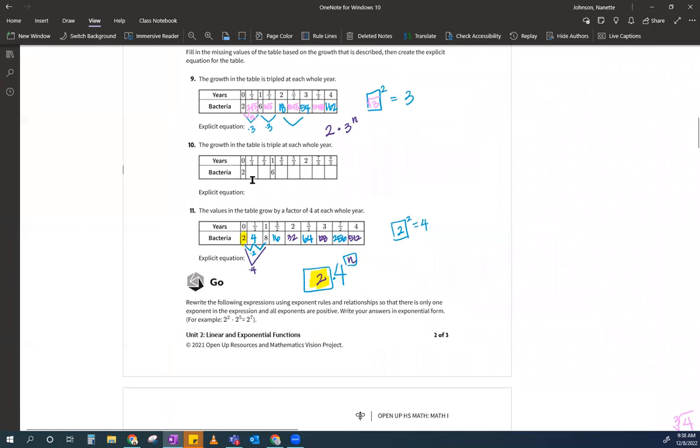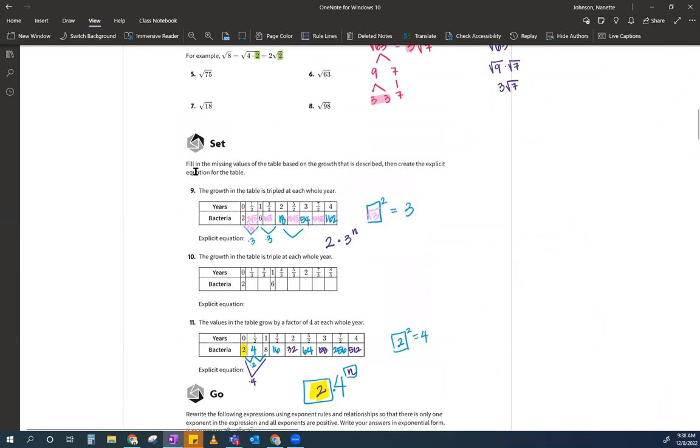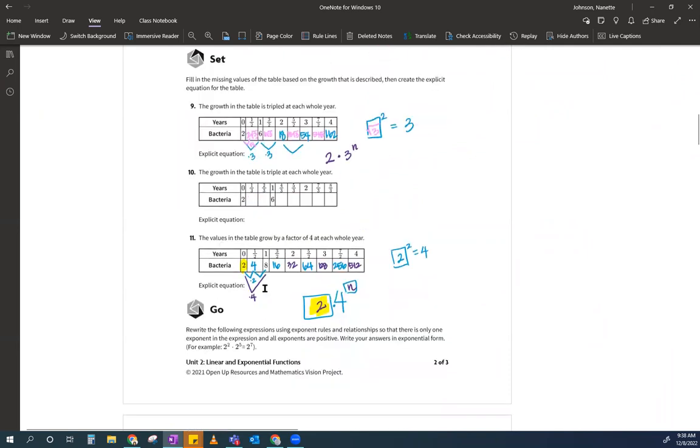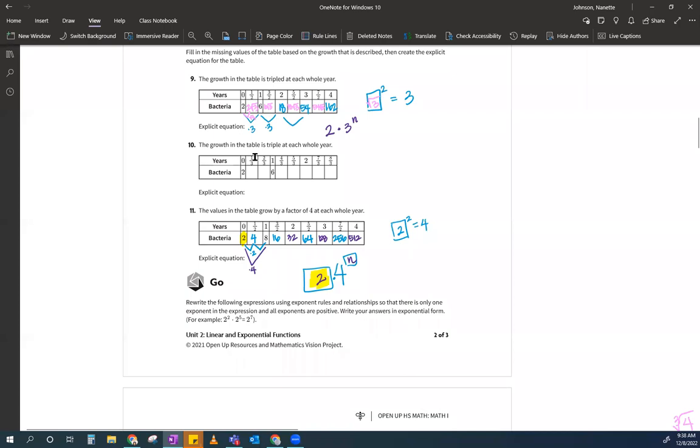So the very first thing that we do whenever we have a table like this, and I'm just going to tell you right now, it says fill in the missing values of the table based on the growth that is described, then create the explicit equation for the table. And so it says the growth in the table is tripled at each whole year. So that's telling me that we're dealing with geometric, which is what this whole section is.